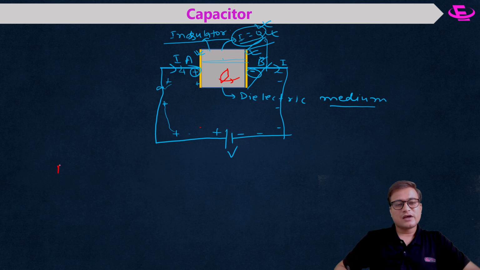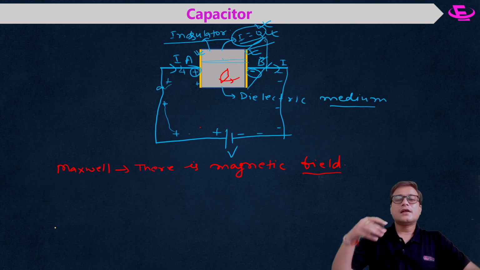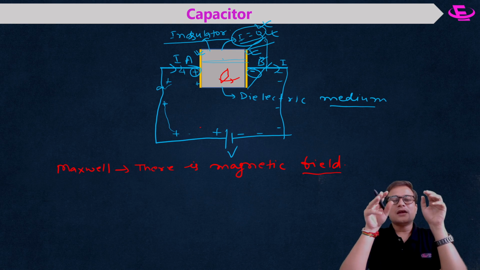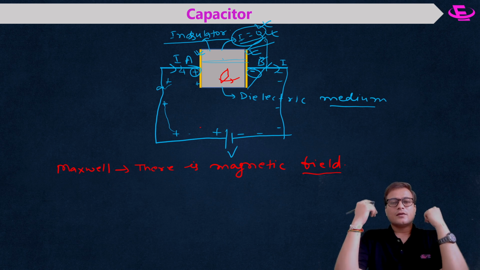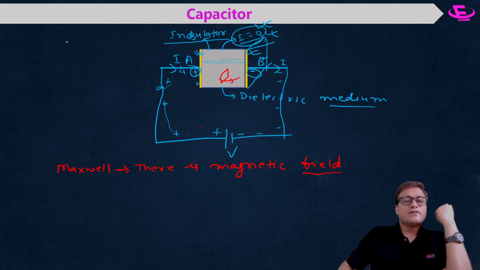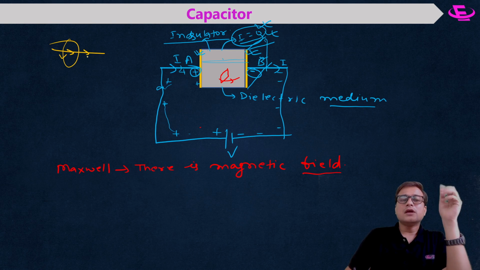So Maxwell said that there is a magnetic field. He started telling everybody that he had done the experiment and there is a magnetic field. People said, okay, there is a magnetic field, so what will happen? He told them that a magnetic field itself means there is current. If there is current, then only there will be a magnetic field. And if there is a magnetic field, then only there will be current.